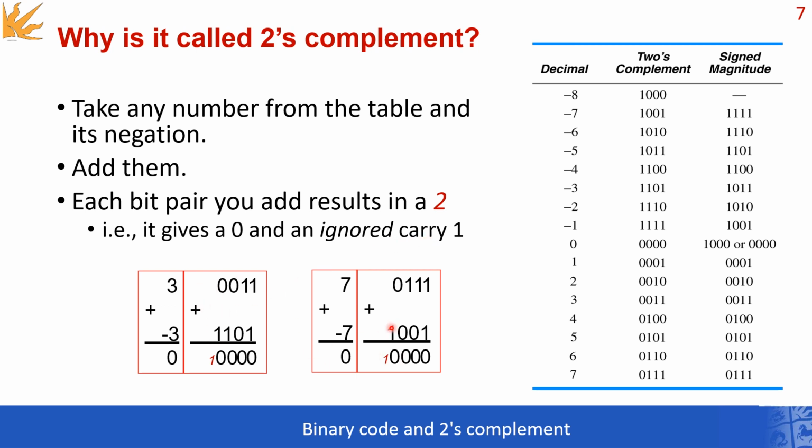Now here we have two simple examples. If you try to add 3 and -3, 1 plus 1 gives you 0 plus a carry. Then the carry plus 1 plus 0 gives you 0 again plus a carry. Then 1 plus 0 plus the carry gives you again 0 plus a carry. 1 plus 1 gives you a 0 plus a carry that you're going to ignore. So this is why it's called 2's complement. And this is another example. You can go through that example as well.